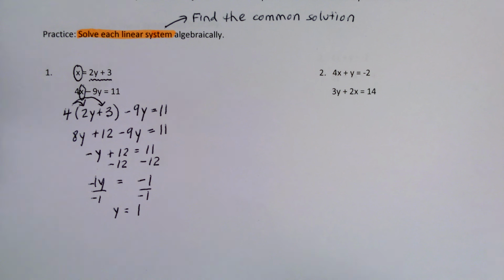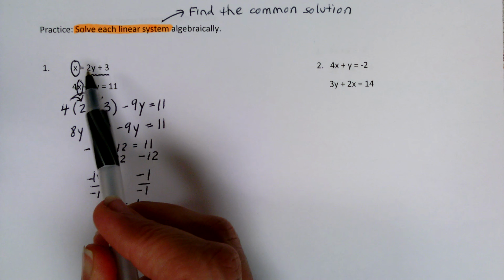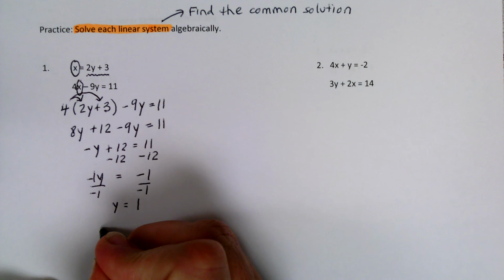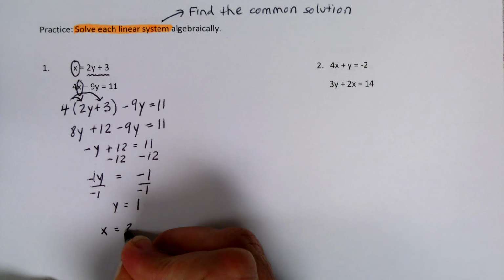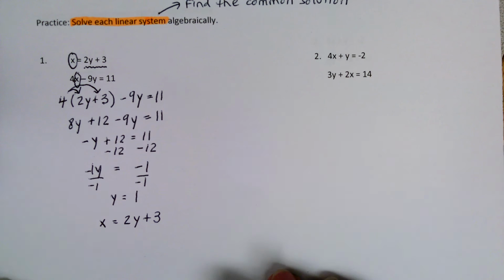So now we have the value of one of the variables. So what we do is we go back to either one of these equations. I'm going to pick the easiest one, the simpler one to work with. You can pick whichever one you want. And I'm going to write it again. X equals 2y plus 3.